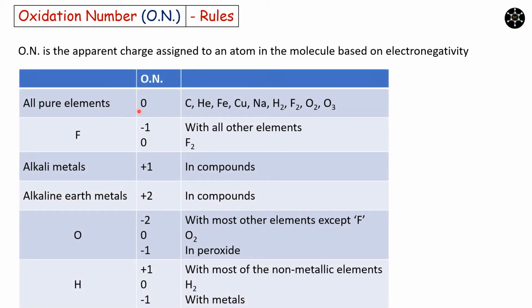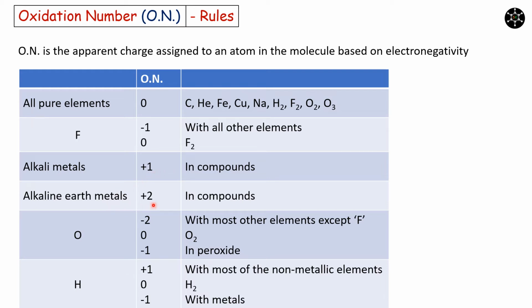All pure elements will have an oxidation number of 0. Example, carbon, helium, iron, copper, sodium, any other element taken in the atomic state, or hydrogen, fluorine, oxygen, ozone, etc. Fluorine will have a -1 oxidation state with all other elements, and it will have an oxidation state of 0 in the elemental form. Alkali metals will have an oxidation state of +1 in compounds. If it is existing in the elemental form, then it is 0.